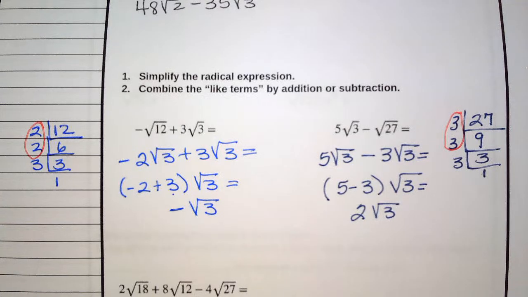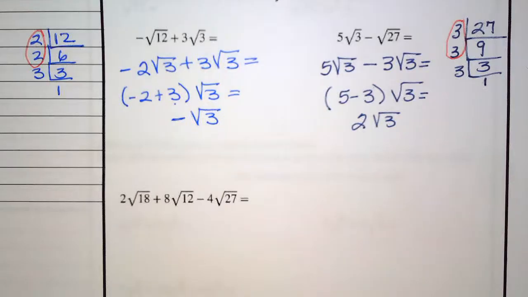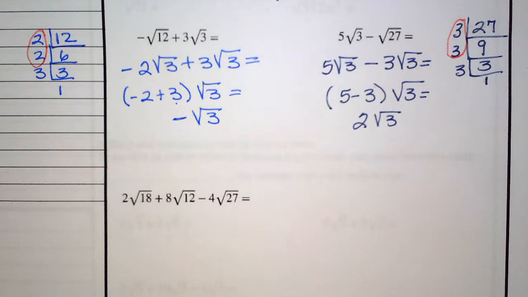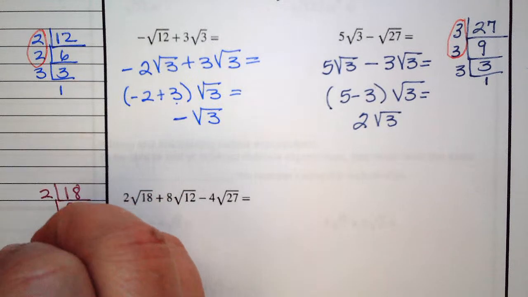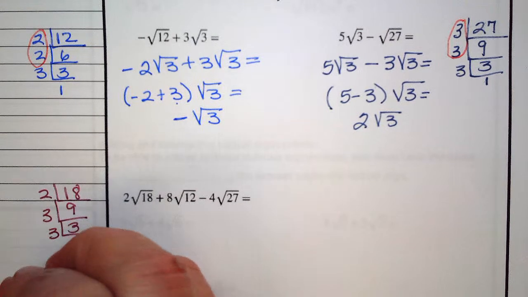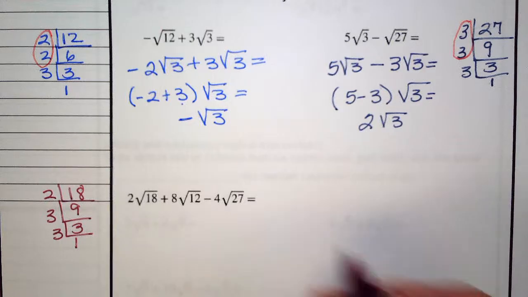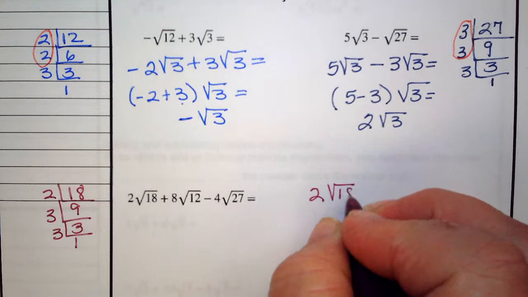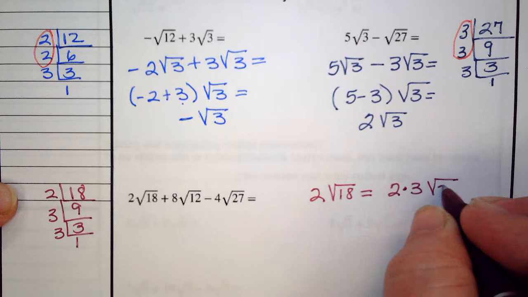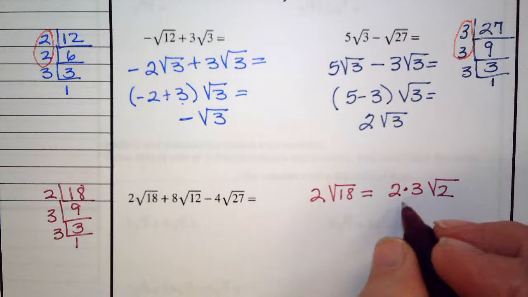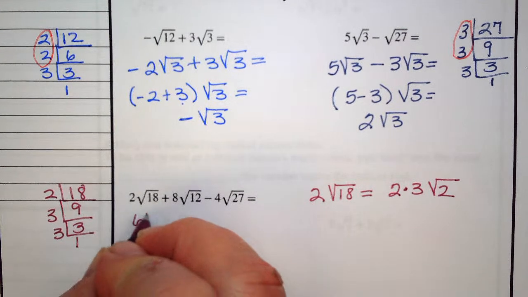Okay, for the last one, once again, does it matter how many radicals we have? No. You still have to simplify all of them. So if I'm looking at this, I've got to simplify 18, radical 18. So 18 is divisible by 2, I get 9. Divide by 3, I get 3. Divide by 3, I get 1. So 2 square root of 18 is equal to 2 times 3 square root of 2. 2 times 3 is 6. This becomes 6 square root of 2.